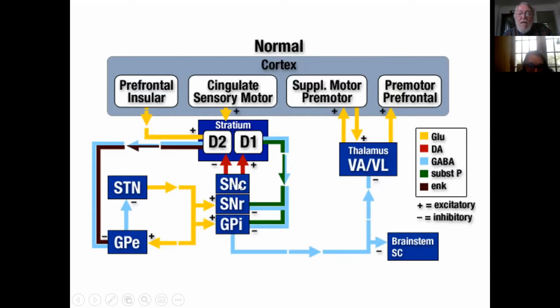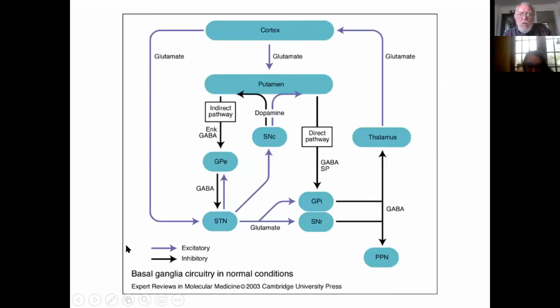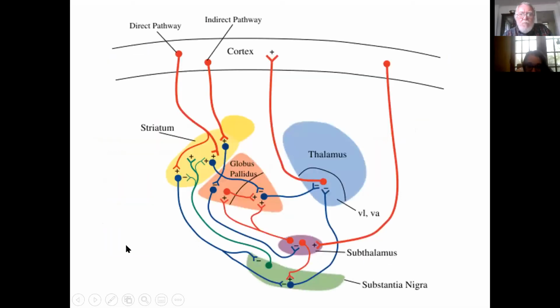Now, on the other hand, if we now bind to D2 receptors, what do we now do in this pathway? We inhibit this pathway. Binding to D2 receptors blocks what? It blocks GABAergic output, it blocks enkephalinergic output to the globus pallidus zona externa.